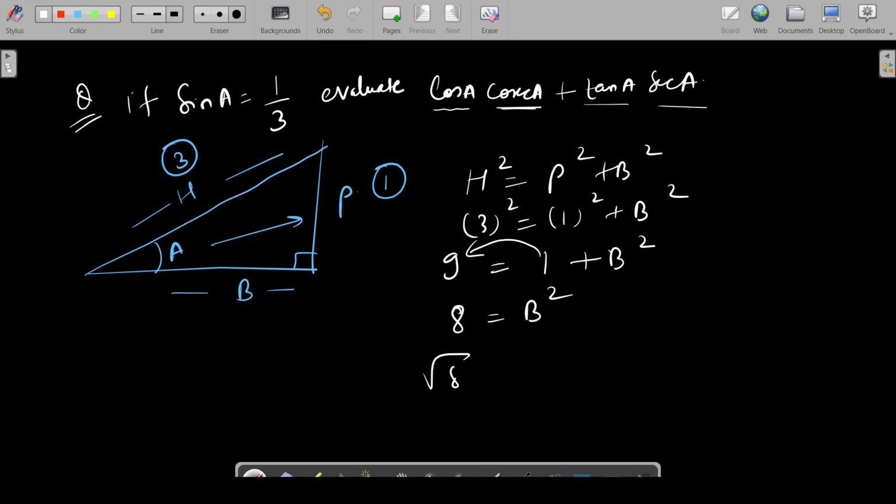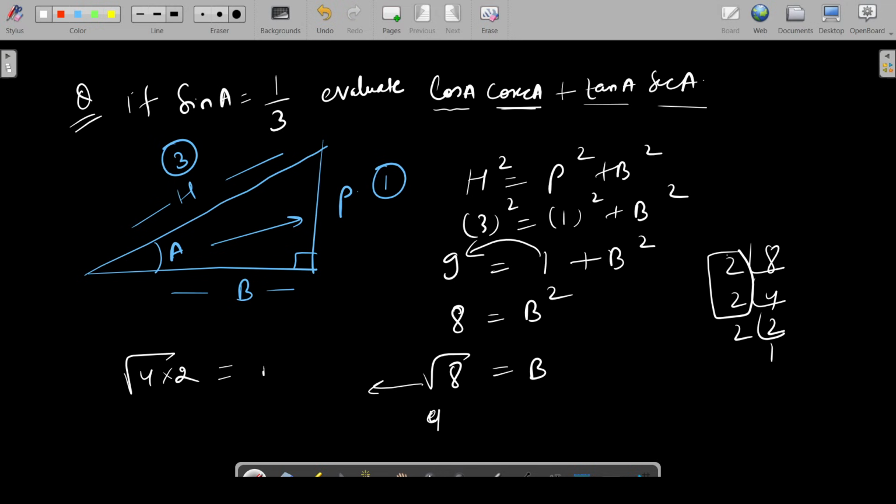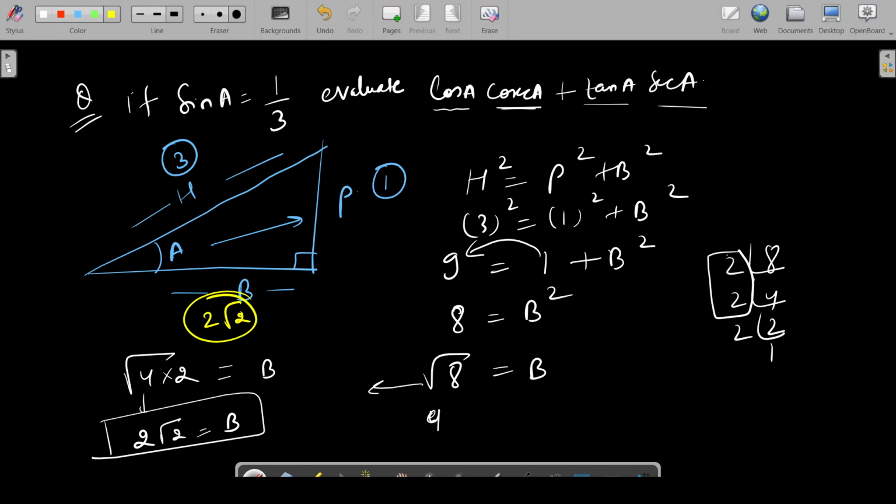If I take the square root of 8, what is going to happen? 2 4s are 8, 2 2s are 4, 2 1s are 2. So I can write this as the square root of 4 into 2 equal to b. Now the square root of 4 is 2, and the square root of 2 remains. So b is 2 root 2. Finally I can say this base is 2 root 2. Now I got all the values.